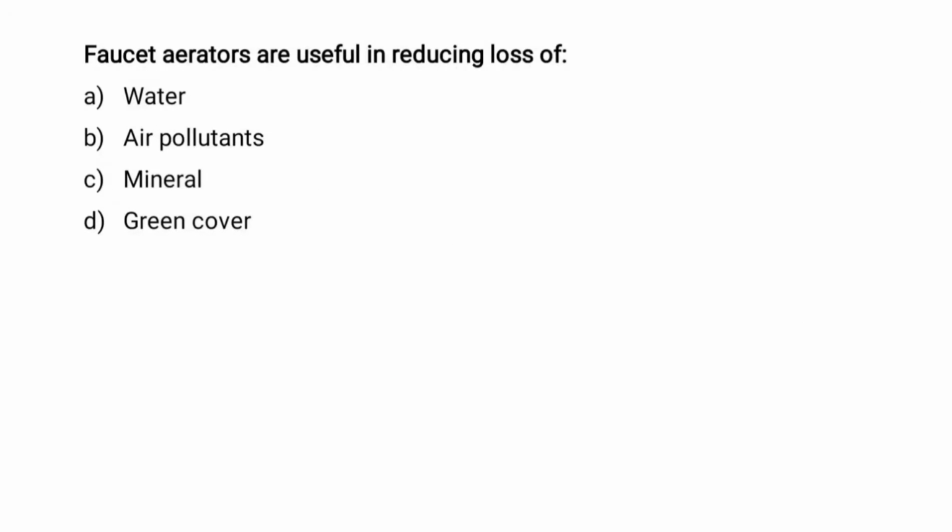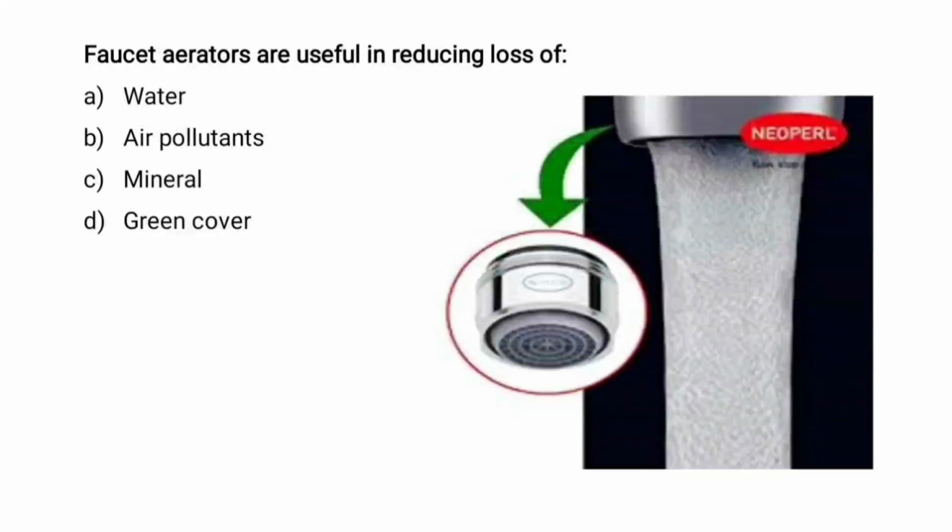Next question is, faucet aerators are useful in reducing loss of. An aerator is a small device having small holes and often installed on the edge of a faucet. As you can see here, this small device reduces the amount of water usage and makes using a sink, shower and bathtub far more convenient. So our correct option is option A.